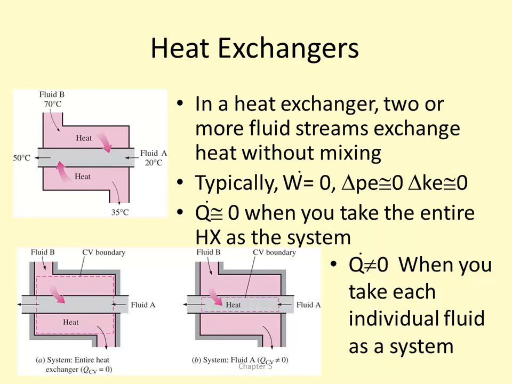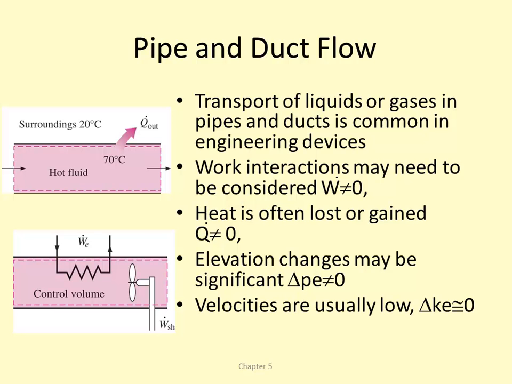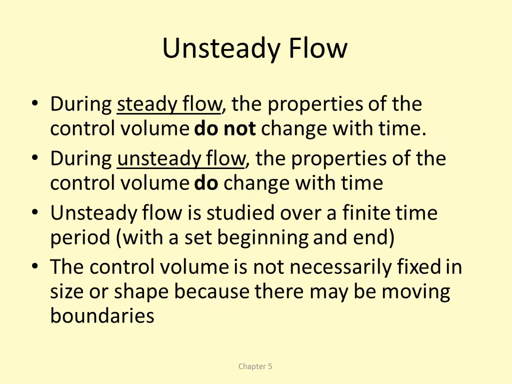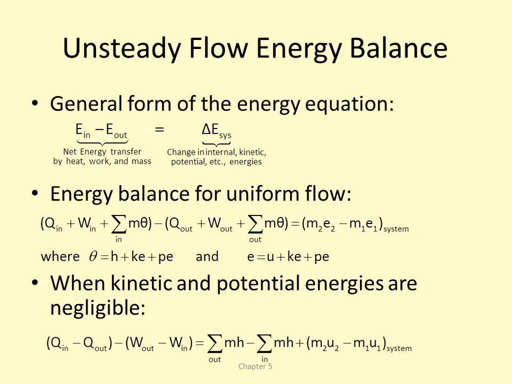So there's 3 separate energy balance equations that you might do for a heat exchanger to allow you to solve for your unknowns. Pipes and ducts, a lot of different stuff can happen. You just have to look at them and know what's going on. Not very interesting. With unsteady flow, our control volume properties do change with time. However, it's over a finite time period, so we know the beginning and the end conditions. And the control volume can change in size, it can change in shape, and properties can change. So there's a lot of things that can change in unsteady flow.